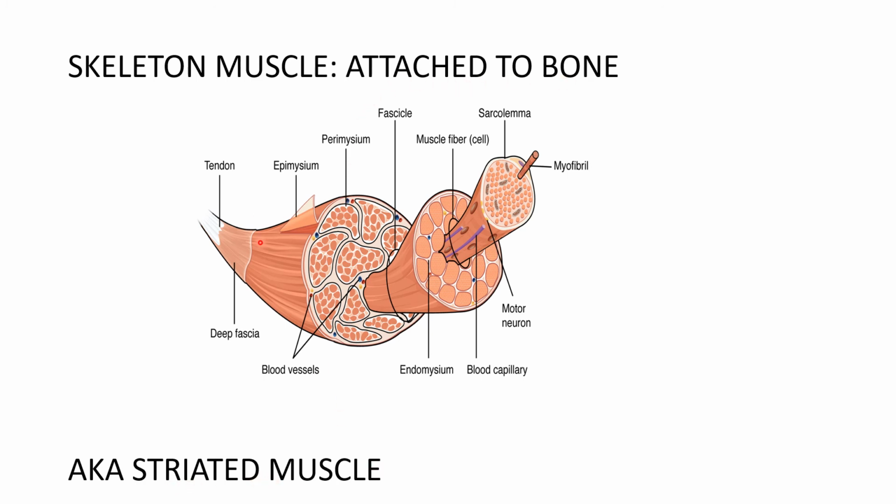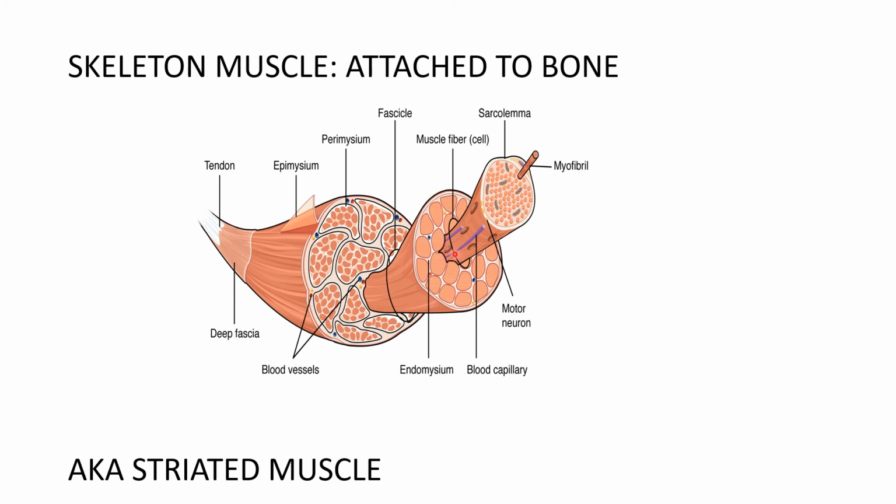This skeletal muscle contains a large number of fascicles, as you can see over here. All the fascicles are covered by epimysium. Now each fascicle is covered by perimysium, as you can see over here. This fascicle, which is zoomed over here, contains a number of muscle fibers.